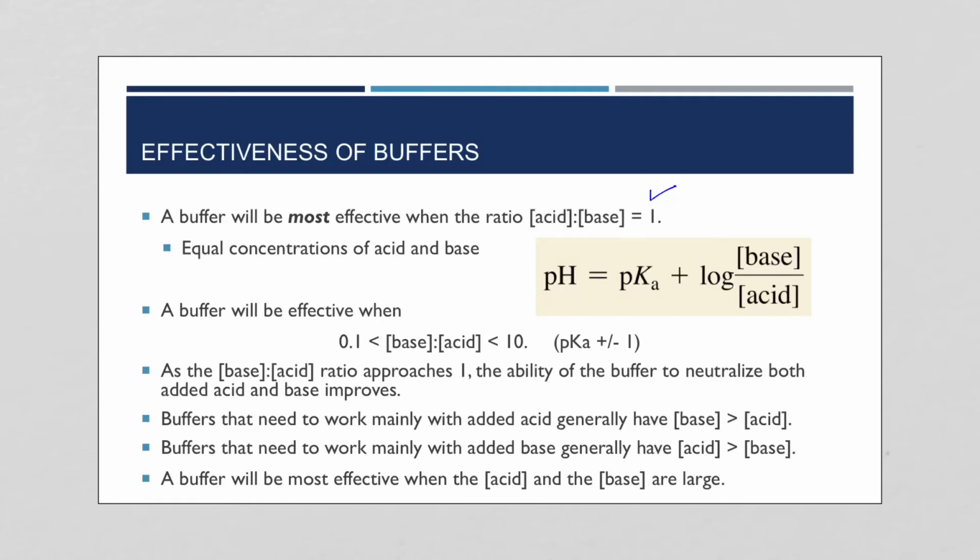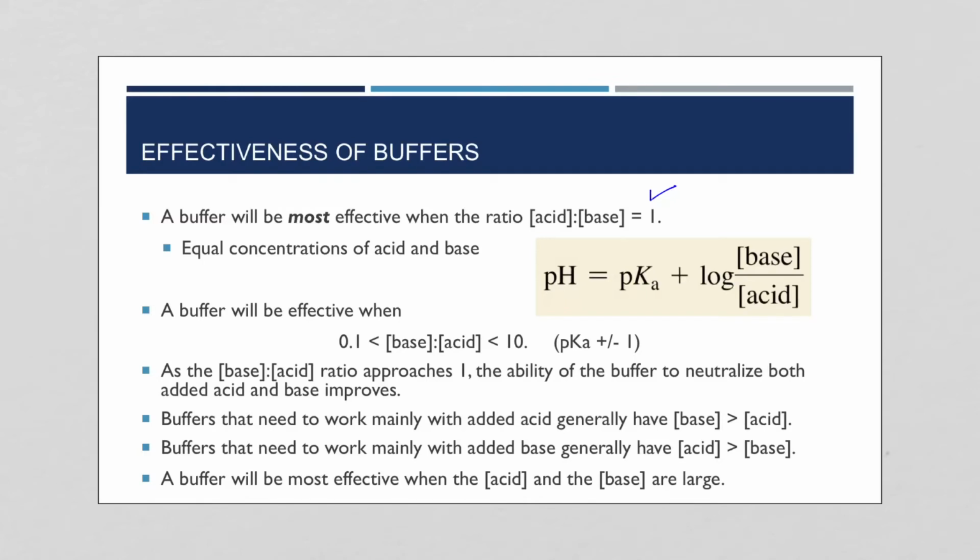Now, as this ratio approaches 1, the ability of a buffer to neutralize both types of impurities, acid and base, gets better, obviously, right? Because we have more of them, of one or the other, right? If it's shifted one way, then it has a better ability to neutralize one, but not the other.